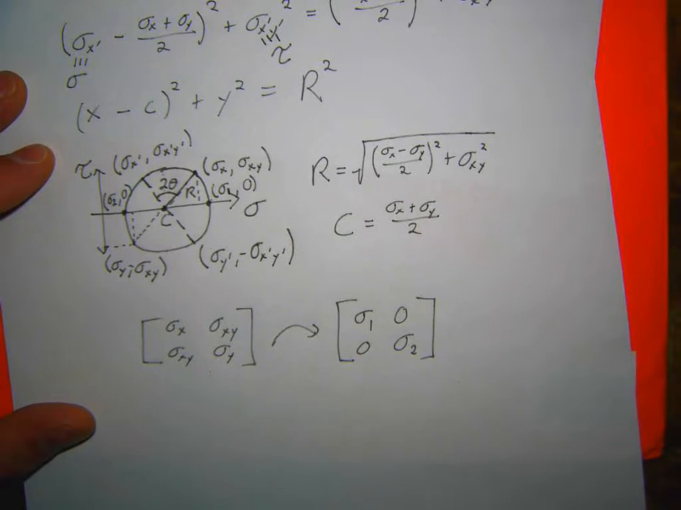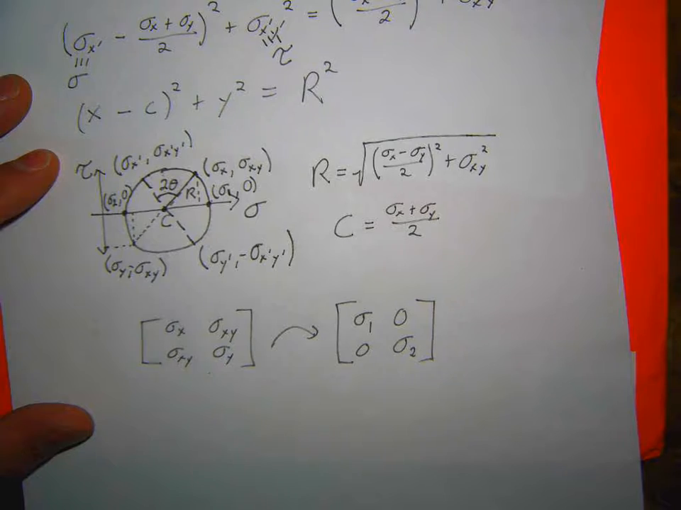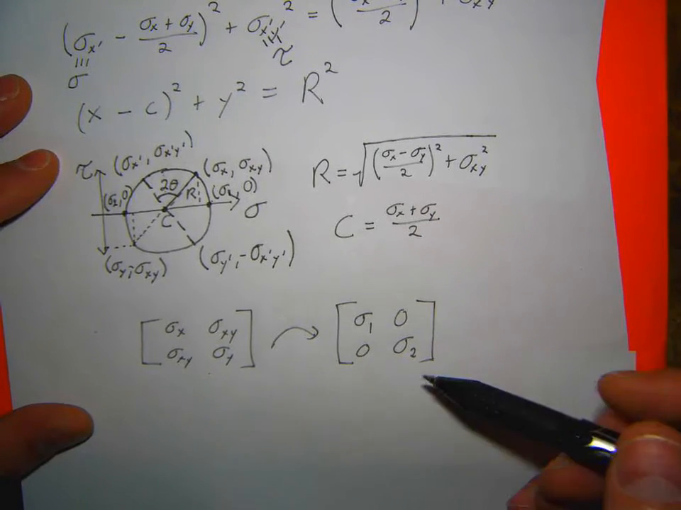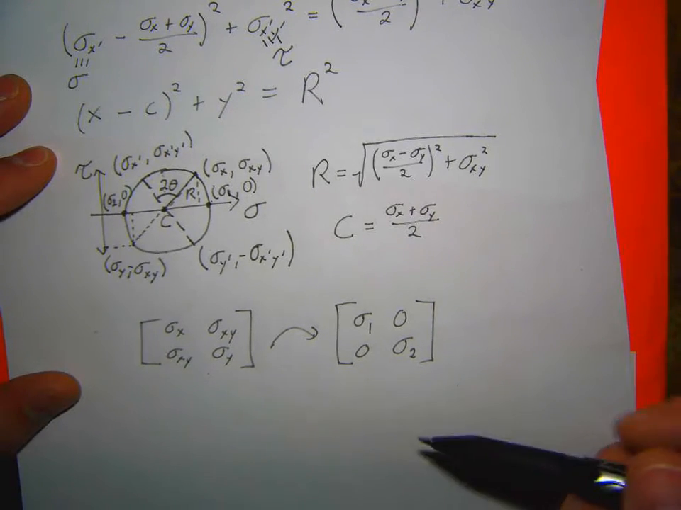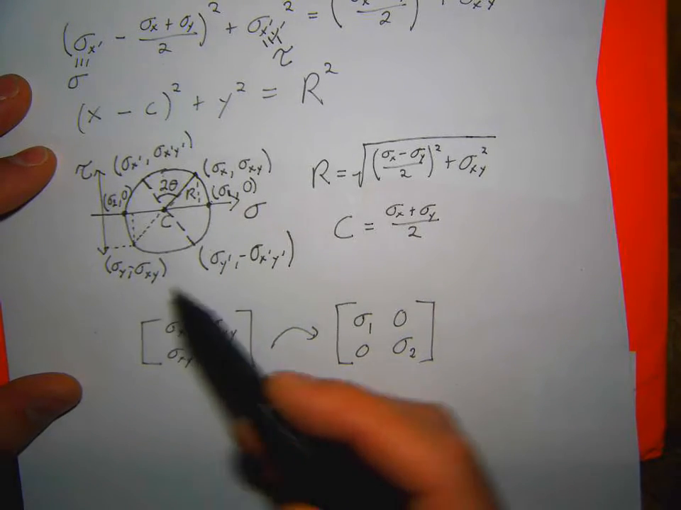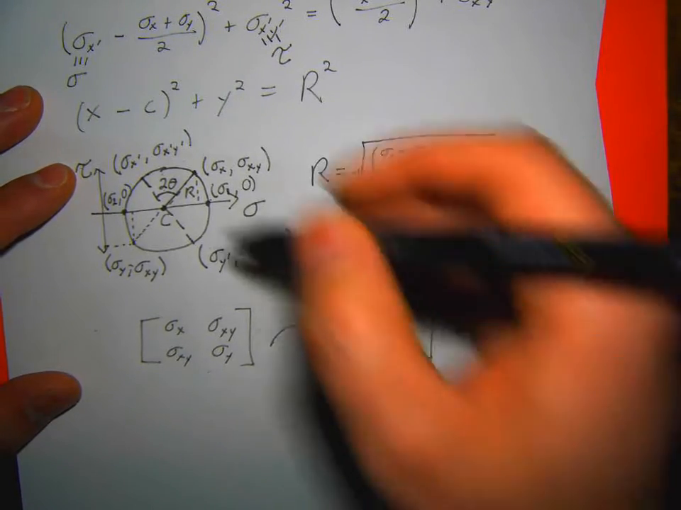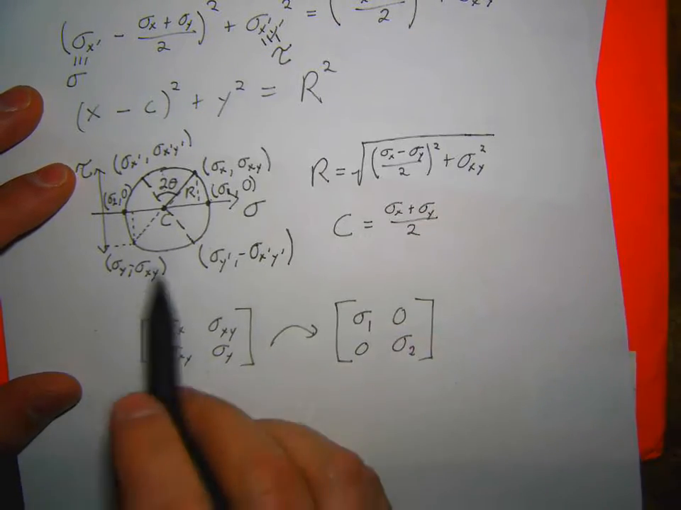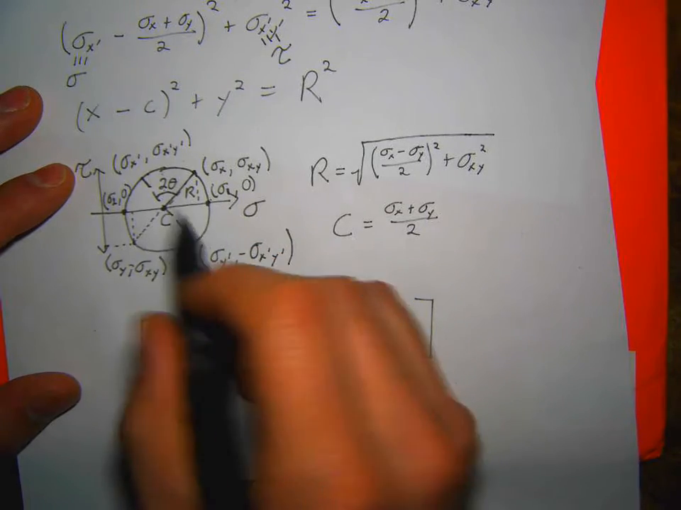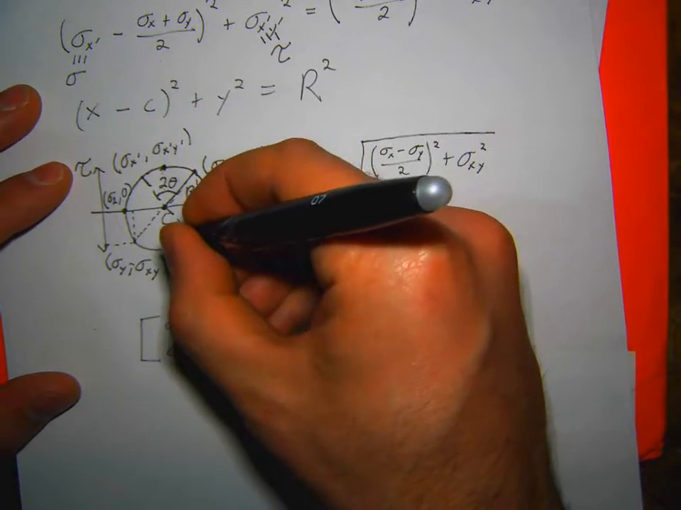Cool. And so that is very useful if I want to figure out where my maximum tension or maximum compression are in a body. I would need to look at my principal stresses in that body. This is also useful because Mohr's circle is also useful for visualizing maximum shear stress in the body.